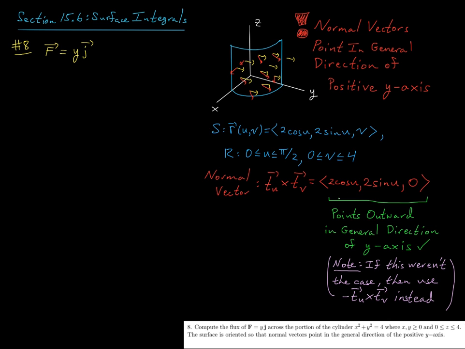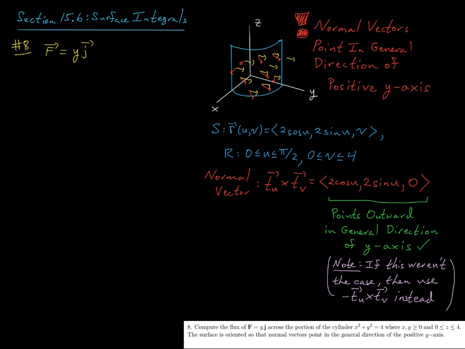And furthermore, our normal vector down here, which again just comes from the worksheet, so t_u cross t_v is 2 cos u, 2 sine u, 0. And here I'm just setting a equal to 2 in that expression from the worksheet. And this normal vector points outward from our cylinder in the general direction of the positive y-axis. So in other words, it's consistent with this chosen orientation for the surface.